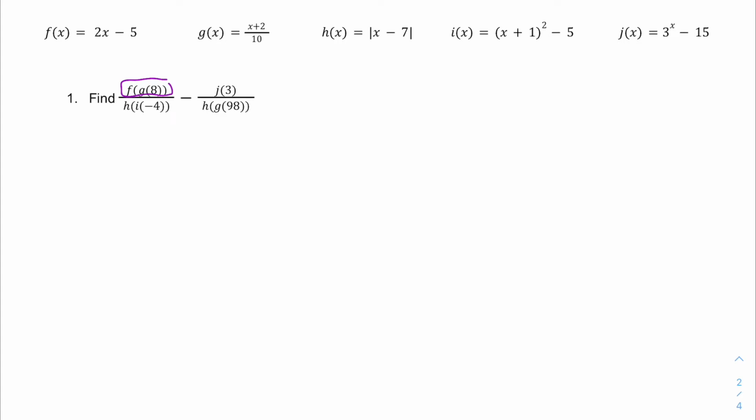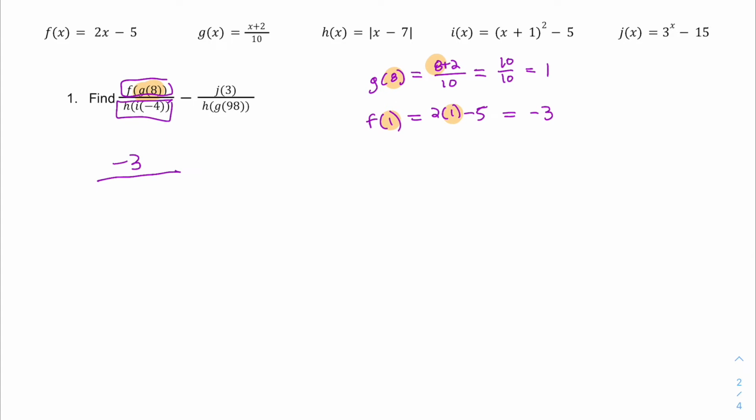So I'm going to work inside out and take g of 8 is equal to 8 plus 2 over 10, substituting in that 8 for my x as my input, and this gives us 10 over 10, or the output of 1. So now if I'm supposed to take f of g of 8, well, g of 8 gave me 1, so now I'm going to take f of 1, and so that becomes 2 times 1 minus 5, which is 2 minus 5, or negative 3, using 1 as my input. So the numerator here becomes negative 3.